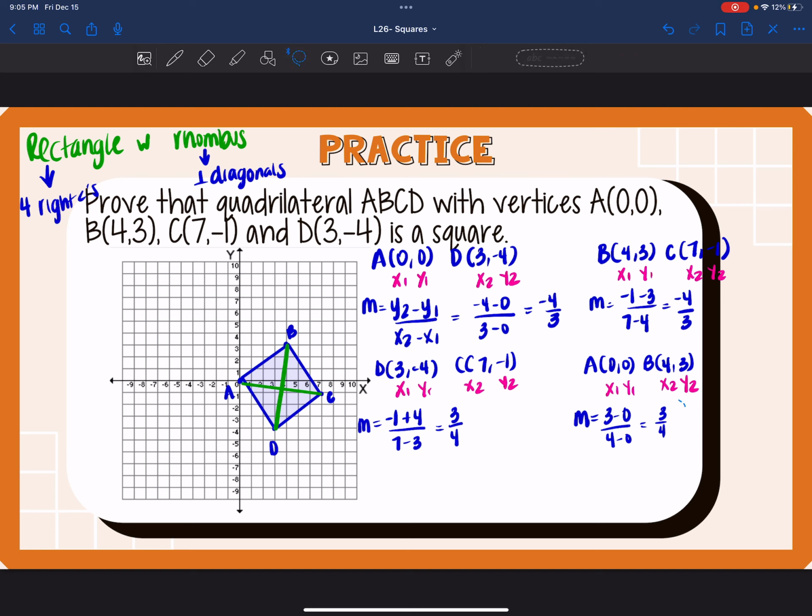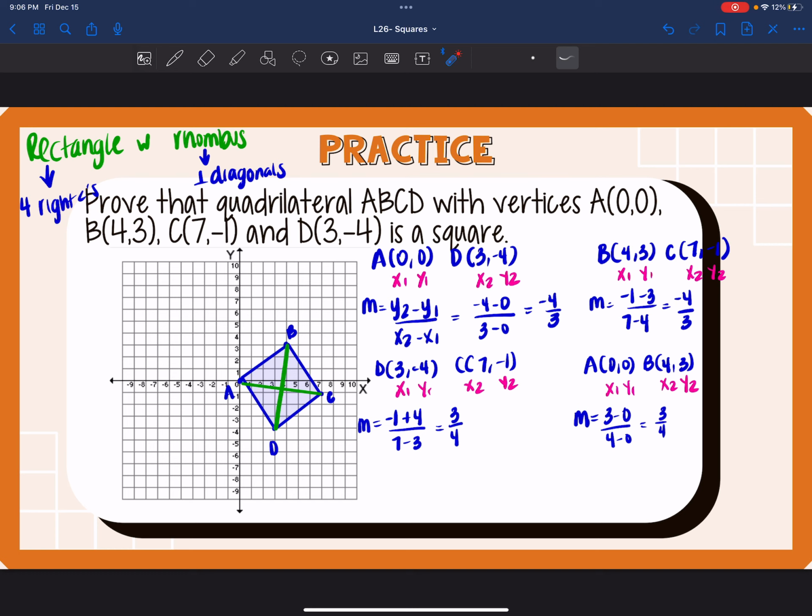So here we showed that this side here and this side here are parallel. This side here and this side here are parallel. These two are opposite reciprocals. These two are opposite reciprocals. Whatever the case may be, we have right angles.